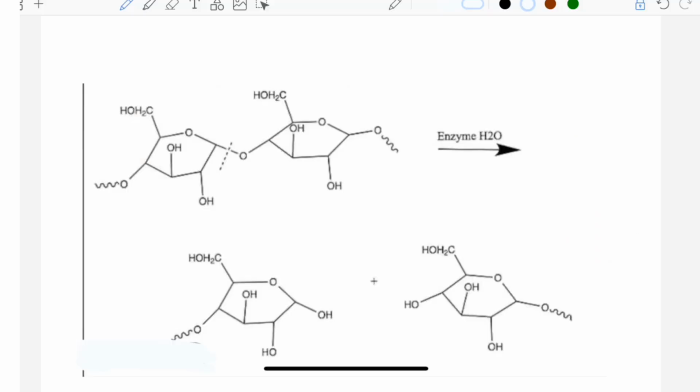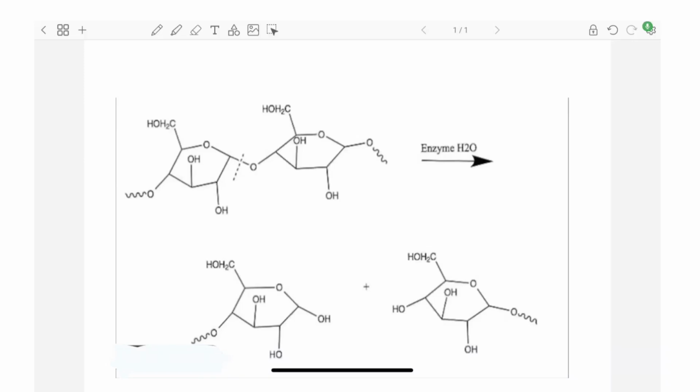It is easily transported and used in respiration. The branched form of the chain has many ends, so they can be acted on by enzymes simultaneously, meaning glucose monomers can be released quickly.